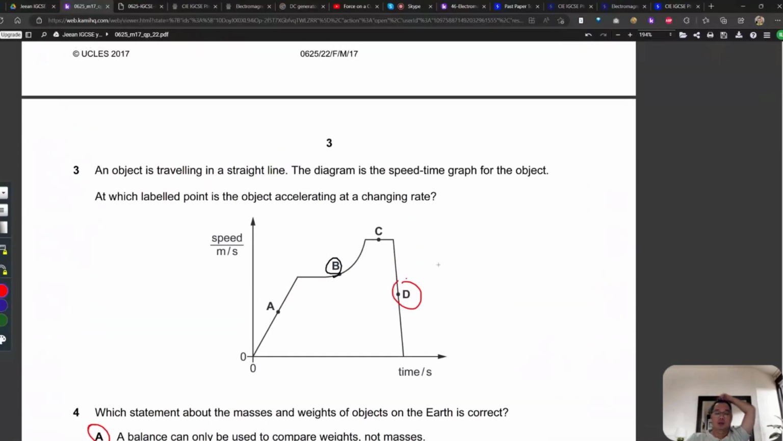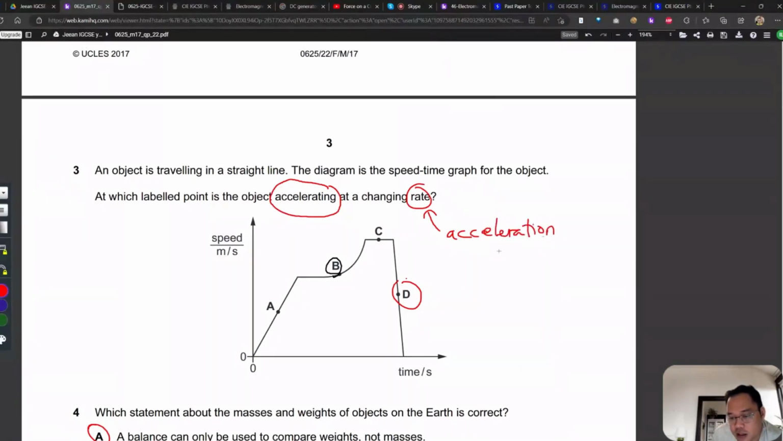Question 3, you answered also incorrectly. An object traveling in a straight line, the diagram is the speed-time graph for the object. At which labeled point is the object accelerating at the greatest rate? Okay. The question is the acceleration, the greatest rate. This is the change of velocity, which means the acceleration.